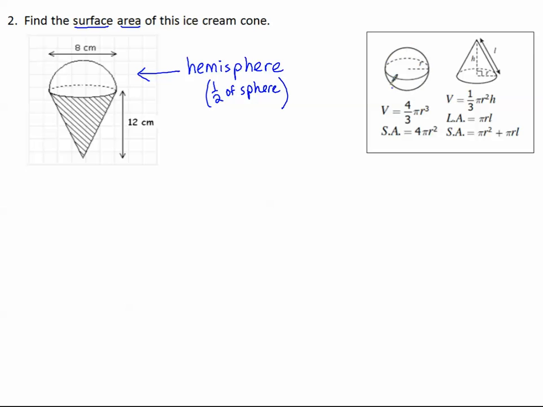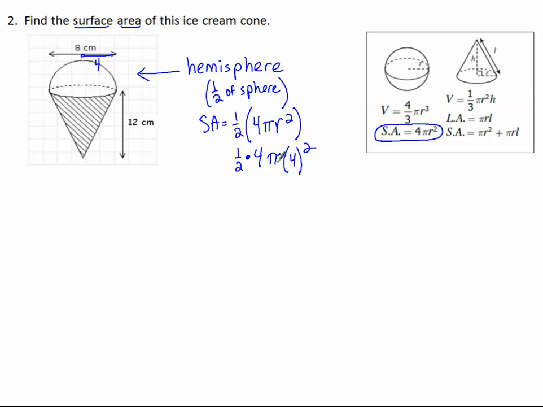So we find our sphere formula from our formula sheet. I want the surface area. So the surface area of the hemisphere, or the sphere to begin with. So I want the surface area, but half of it. Half of 4 pi radius squared. So half of 4 times pi, r is just half of the way across. That's 4 squared.